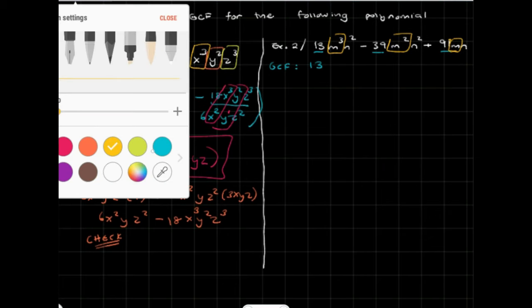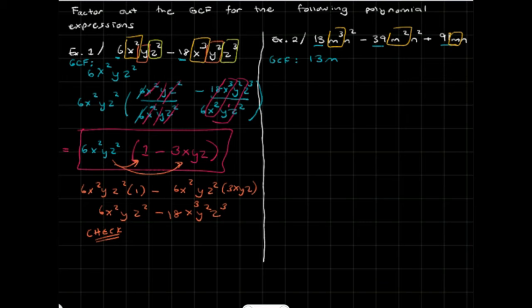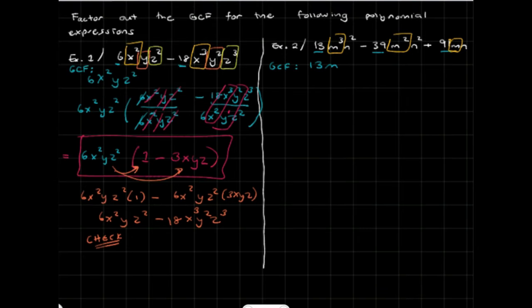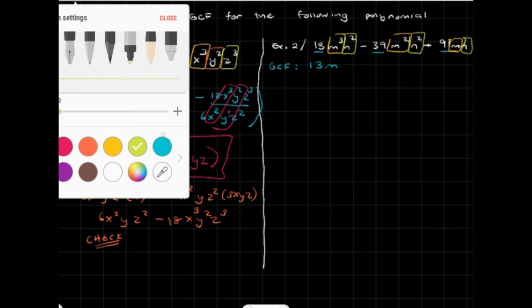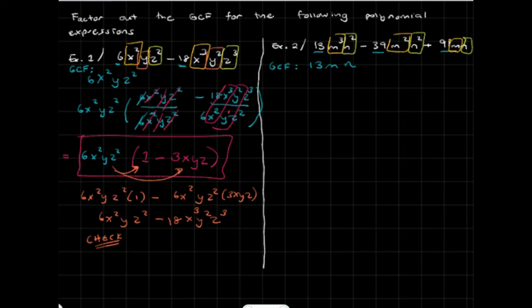So you can see that m is common between all of these variables. And after that, I'm going to look at this n squared term and this n term. You can see that n is a common factor. So my greatest common factor here is 13m times n, or 13mn, right? And then I'm going to factor this out. And on the inside, I take my original expression and divide it by the greatest common factor.